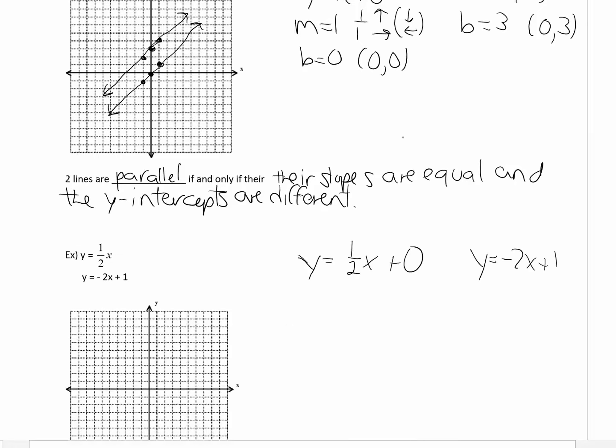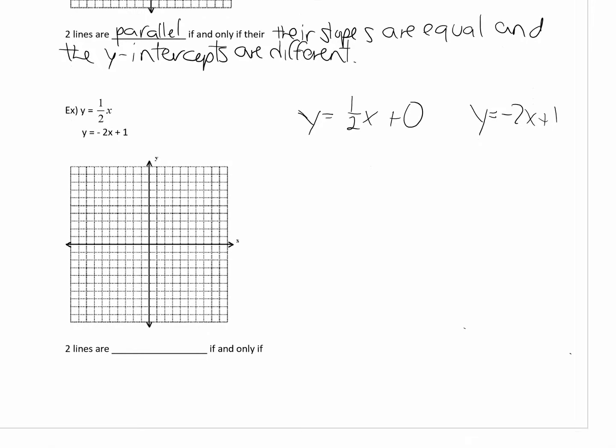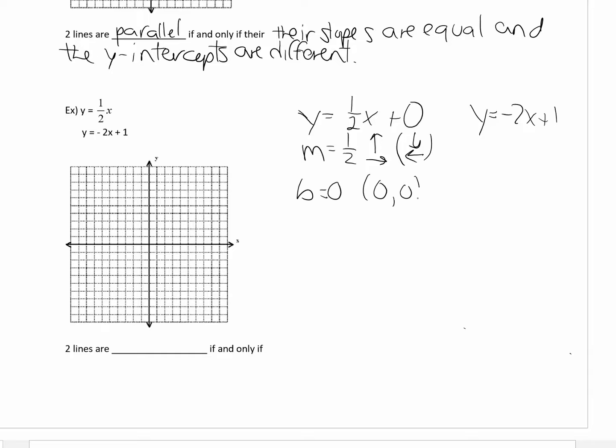Okay, let's take a look at the next example then. So now I want to graph y equals 1/2 x and y equals negative 2x plus 1 on the same coordinate plane. So for the first one, the slope is 1/2, meaning I can go up and to the right or down and to the left. The y-intercept is 0, so as an ordered pair, that's (0, 0). So start at (0, 0), up 1 to the right 2, or down 1 and to the left 2. Connect the dots.